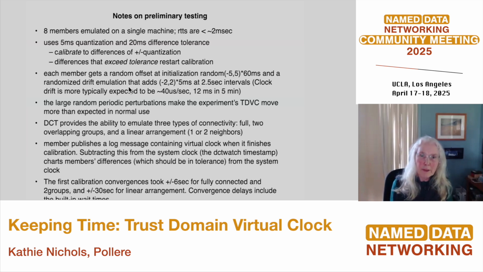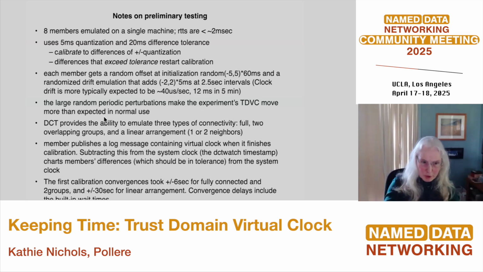So the way I did this is every member gets a random offset at initialization time, and then it gets a sort of randomized drift emulation. This is a little extreme, because normally we expect it to be around 40 microseconds per second, hence the idea that 10 minutes or so could possibly work.